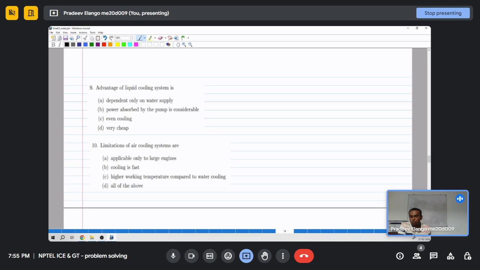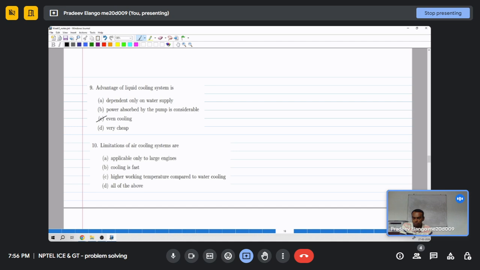Advantages of a liquid cooling system: dependent only on water supply, power absorbed by the pump is considerable, even cooling, very cheap. Dependent only on water supply is not an advantage, it is a disadvantage, and power absorbed by the pump is considerable, which is also a disadvantage. Even cooling is an advantage because you can route the water channels so finely that you get even cooling everywhere, and it is not cheap as well.